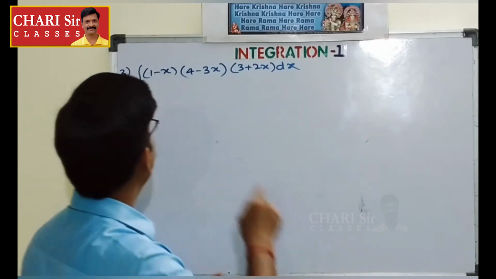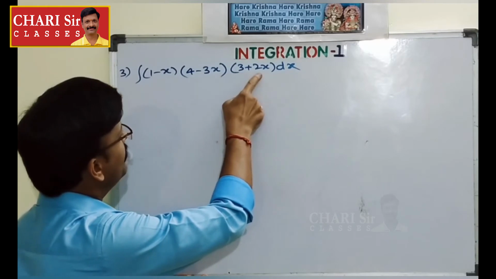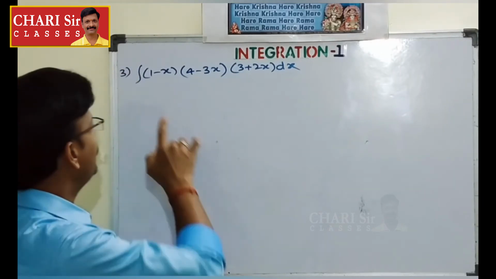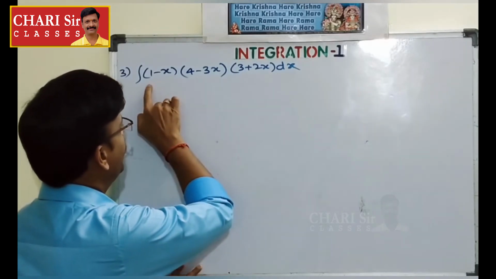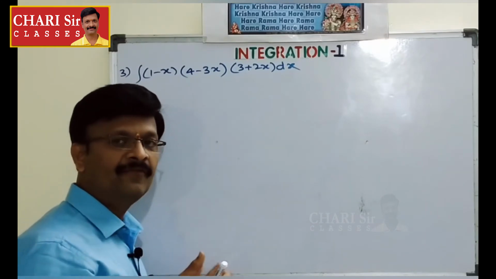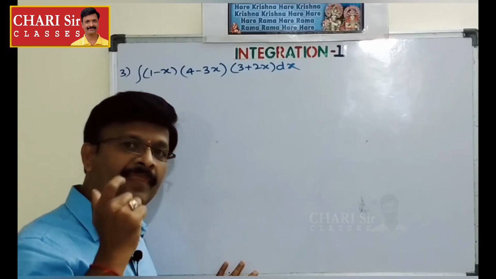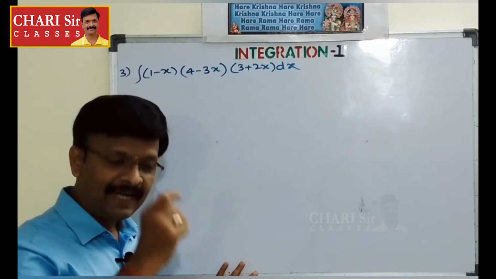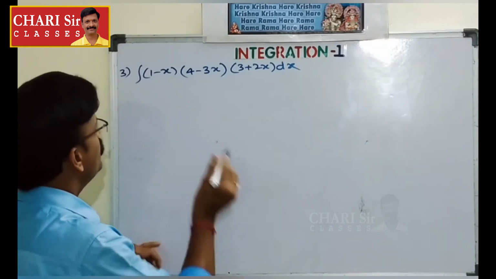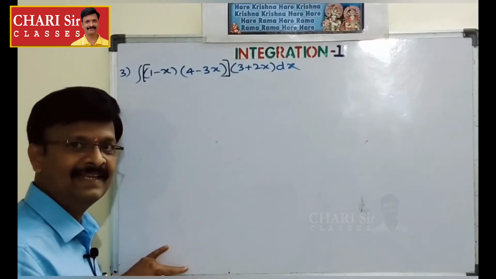Third question, it is given: integration of (1 minus x) into (4 minus 3x) into (3 plus 2x) dx. So how to integrate this? First we need to simplify, meaning we need to find the product of the 1st, 2nd and 3rd terms, and we get one algebraic expression, that is a polynomial expression. That polynomial expression we need to integrate by taking every term individually. So first we multiply them. Two things at a time we take. These two terms we consider first.